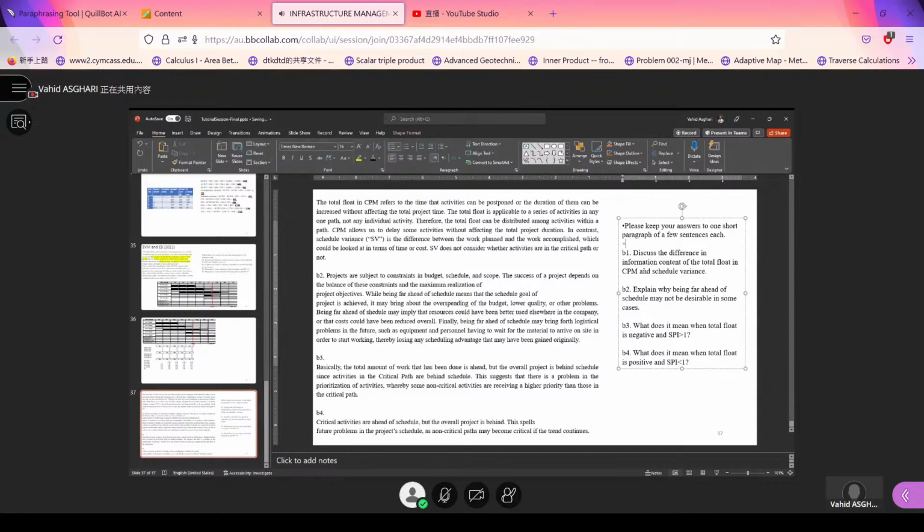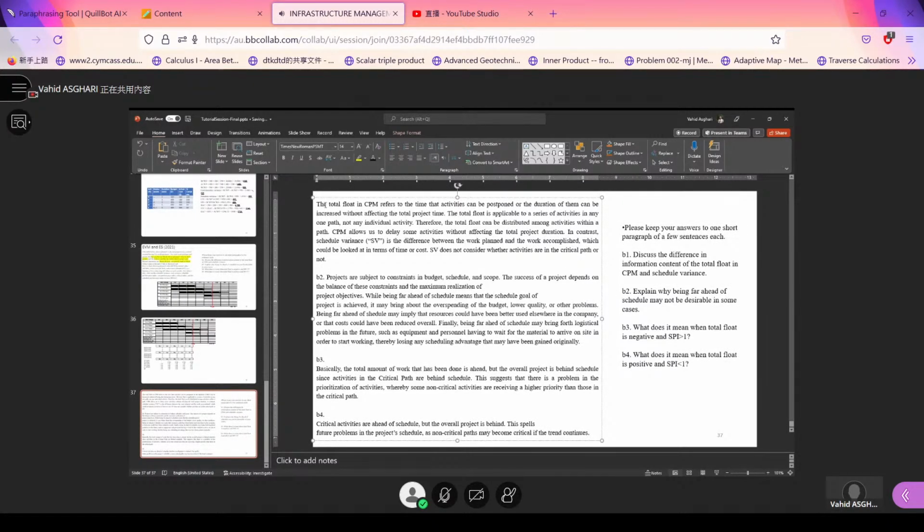Discuss the difference in information content of the total float in CPM and the schedule variance. Okay, I will basically read it. I'm not gonna have anything from myself. I just want to show you the real stuff. The total float in CPM refers to the time that activities can be postponed, or the duration of them can be increased, without affecting the total project time.